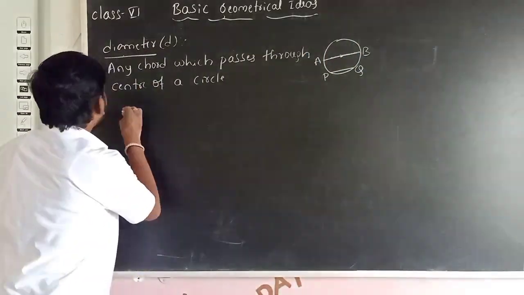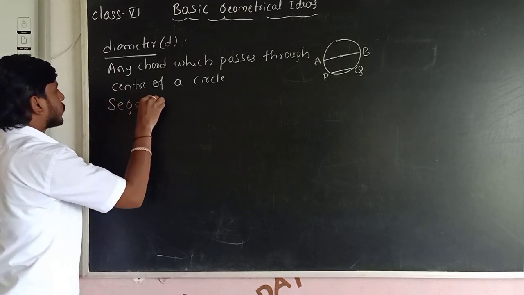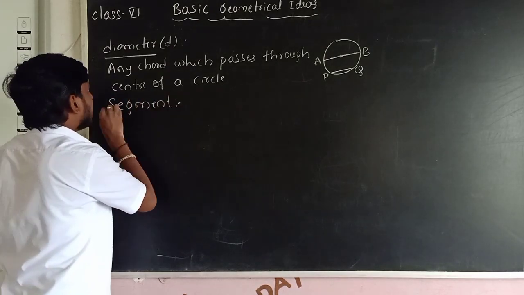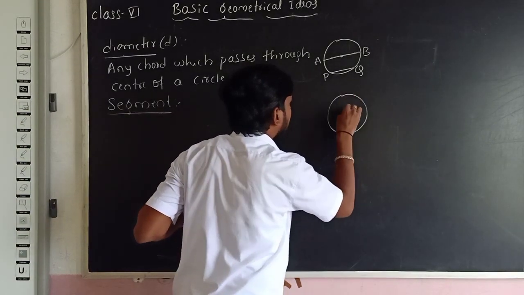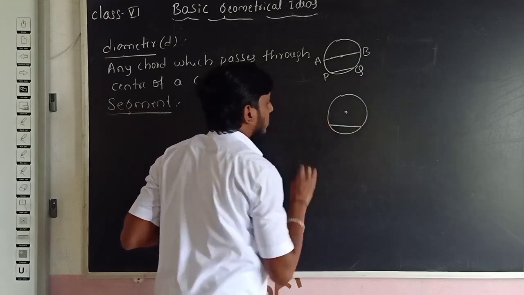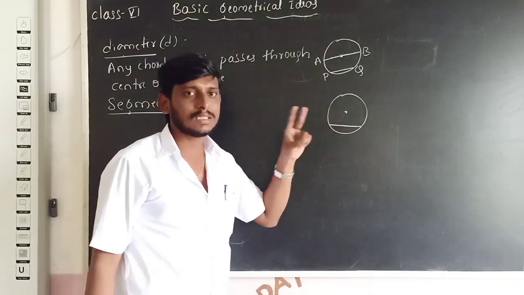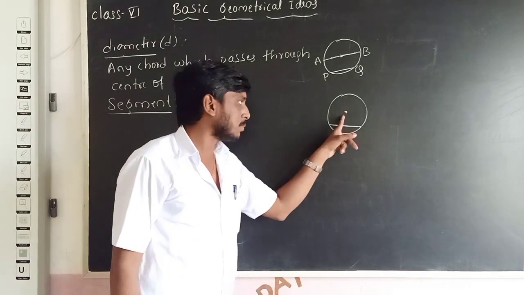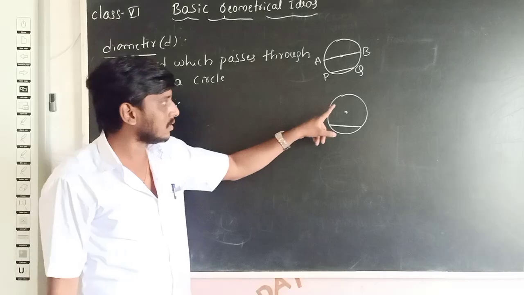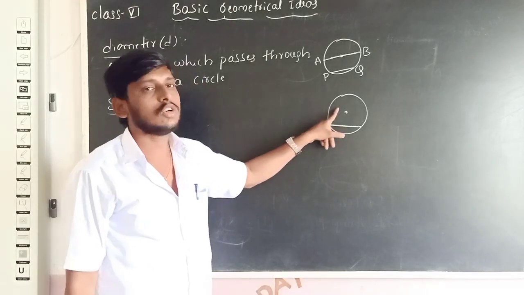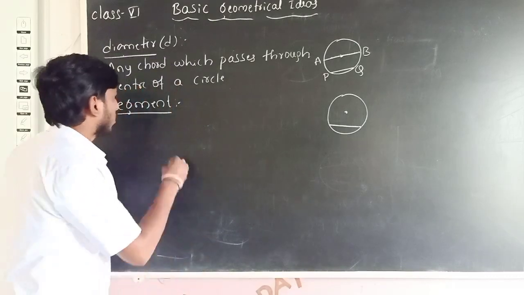Okay, next one, segment. What do you mean by segment? We know that this is a circle, and what is this? A chord. A chord divides the circle into how many parts? Two parts. Each part is said to be a segment.